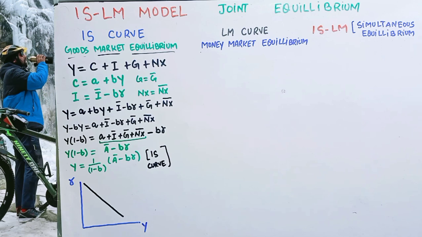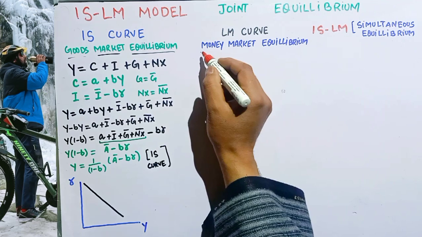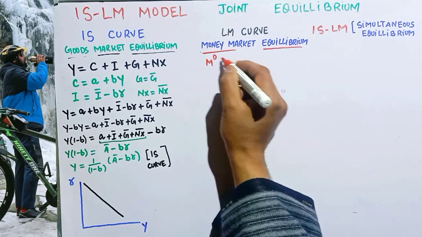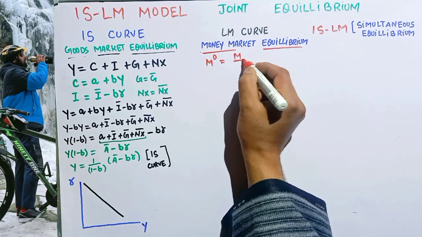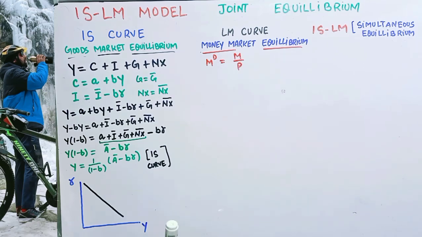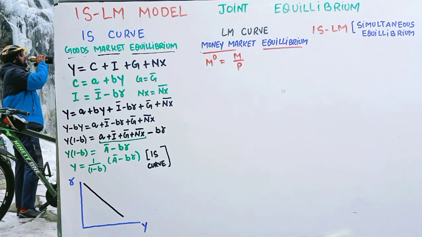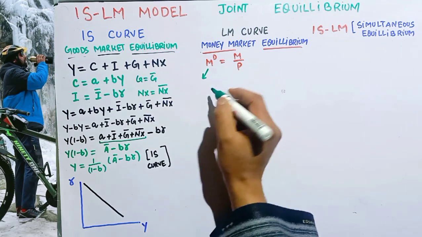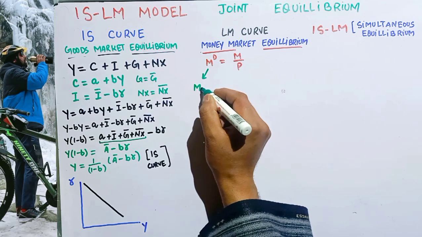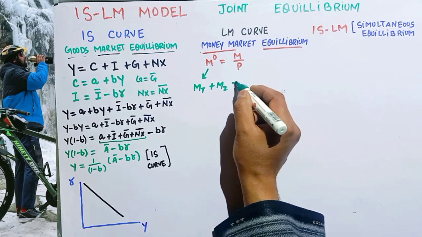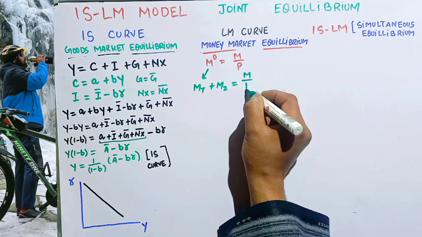Now we need to find out the money market equilibrium, or LM function, and let's derive it here. For money market equilibrium, and let me write it here, our money demand should be equal to money supply. Let us denote it by M upon P, that is real money supply. Okay, so money market equilibrium occurs where demand for money is equal to supply of money. Now demand for money has two components, and let me write it here. We have M subscript T plus M subscript Z, which should be equal to real money supply, that is M upon P.